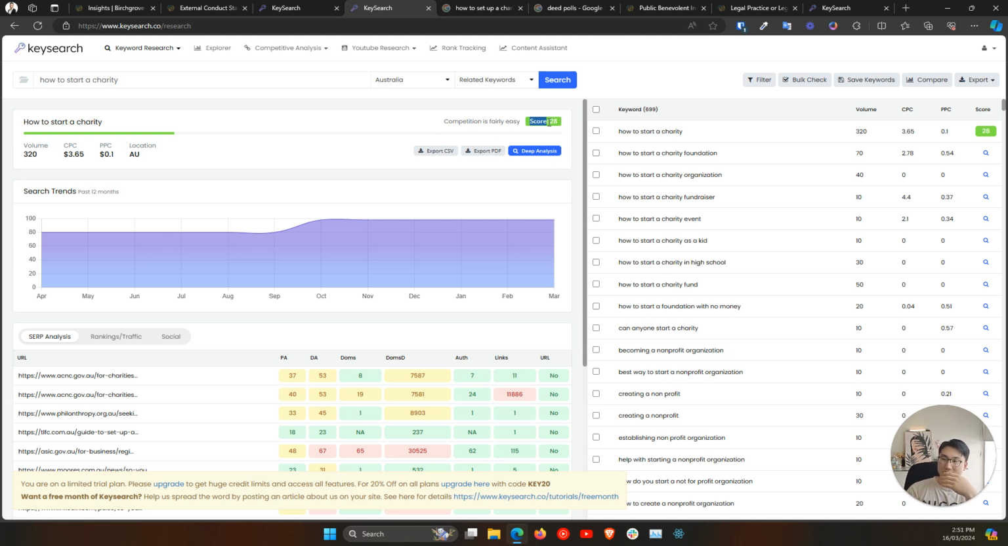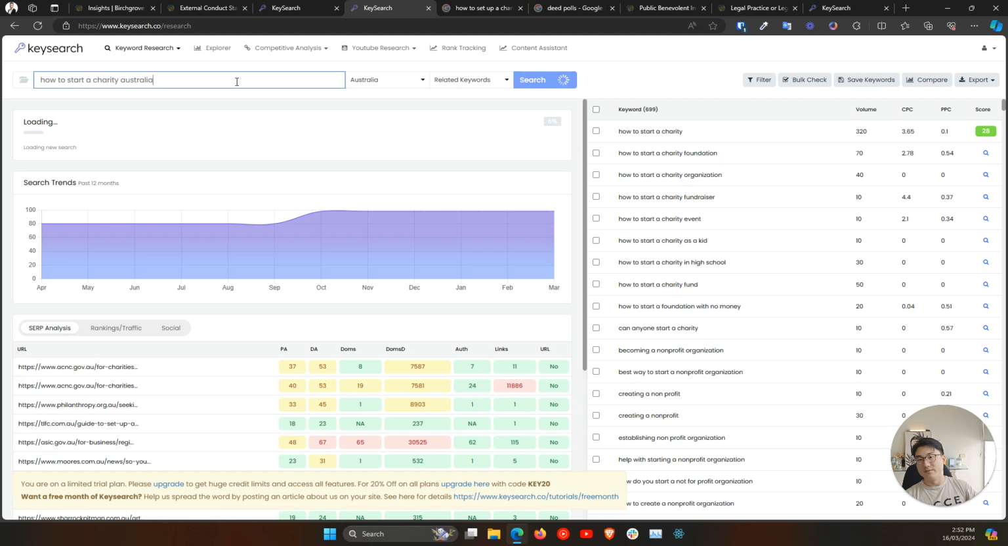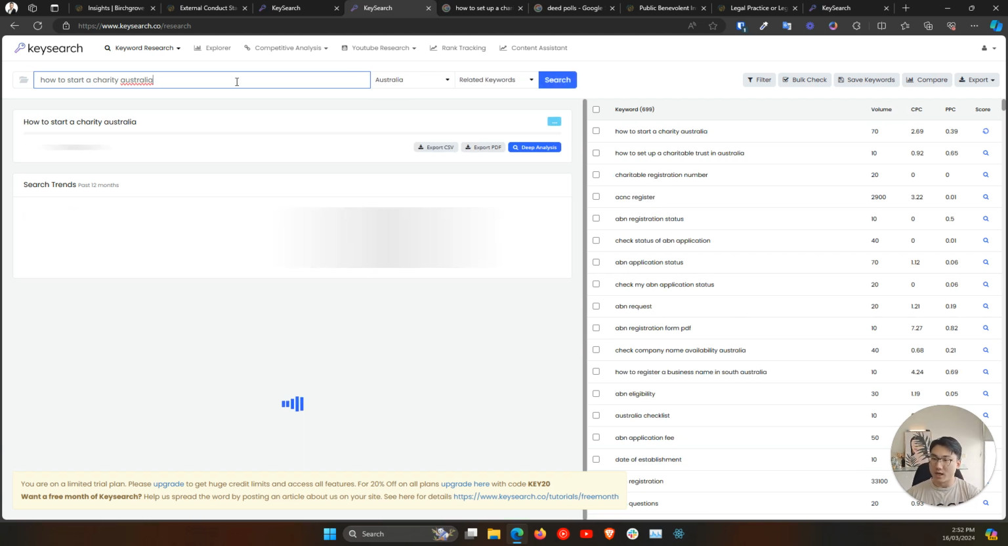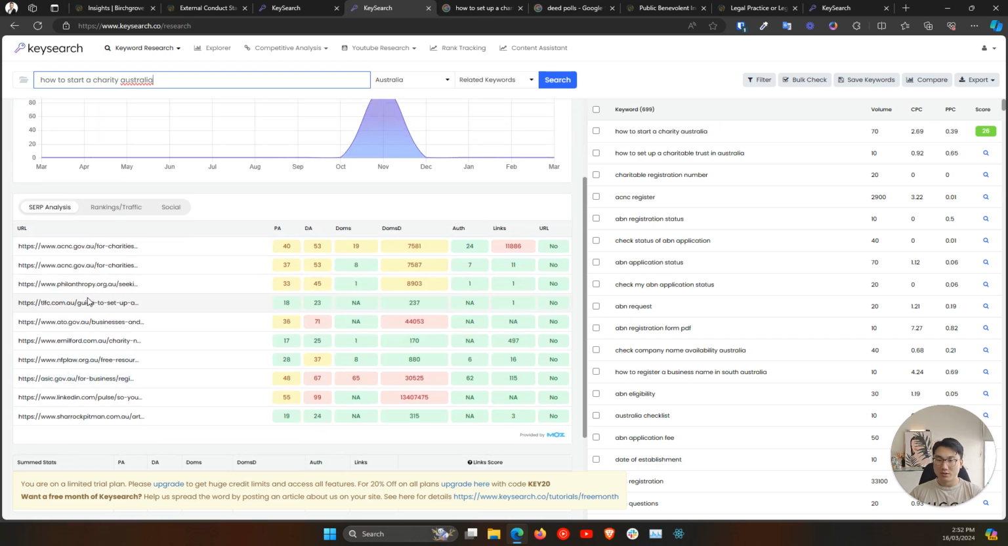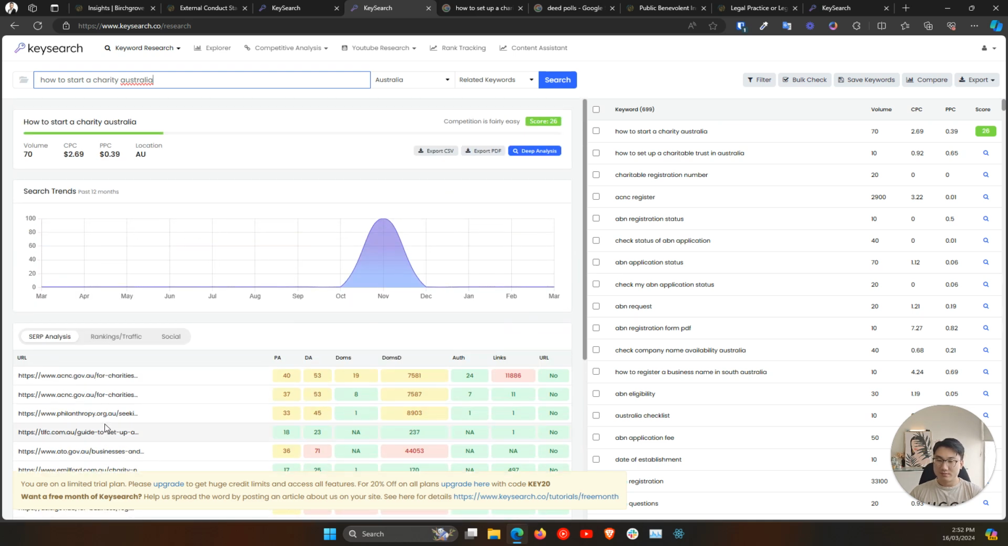I don't really know what that means. How to start a charity Australia. Let's have a look at that one. If it's a bit more geographically targeted, I wonder if it's better. Volume is 70, and the competition is around the same still. I mean, if you're going to be writing five topics a month, I'll start off with this one. I'll put this one in.